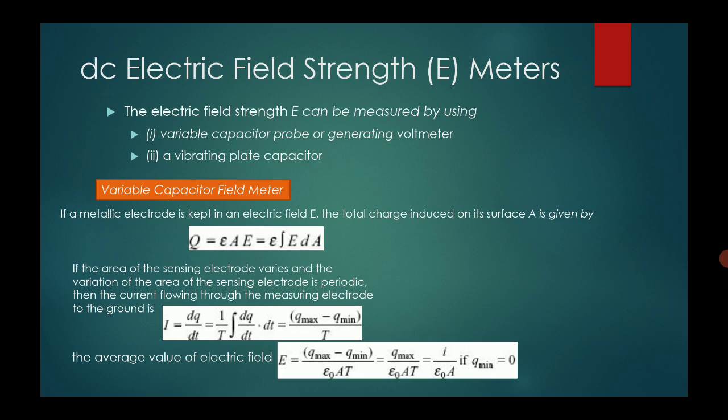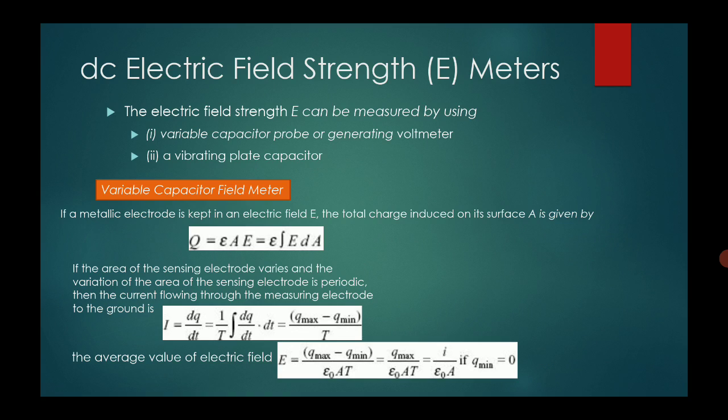If a metallic electrode is kept in an electric field E, the total charge induced on the surface is given by Q equal to epsilon E A, where epsilon is the permittivity, A is the area of cross section, and E is the electric field. We can also say that Q is equal to epsilon integral of E dA.